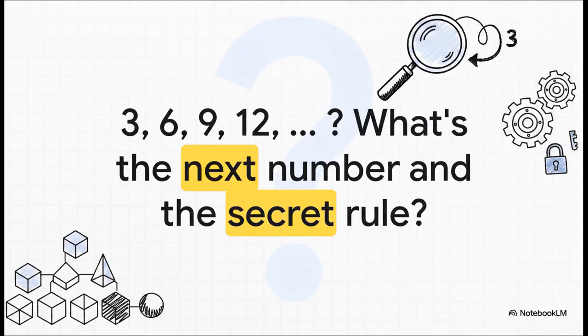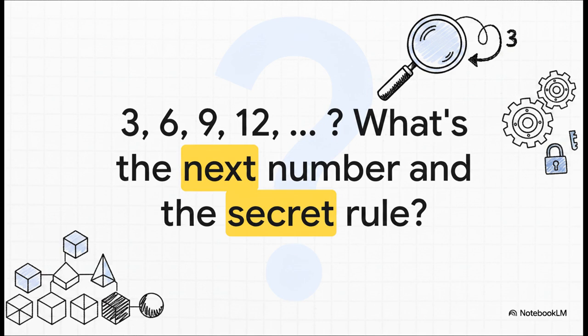Okay, let's warm up with a quick one. We've got 3, 6, 9, 12. What comes next? I bet you've got it. If you guessed 15, you're absolutely right. The secret rule, the key to this whole code, is just add 3. Easy enough, right? But what happens when the code isn't quite so obvious?